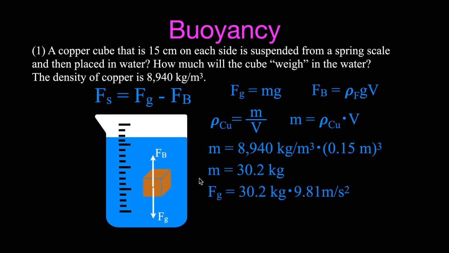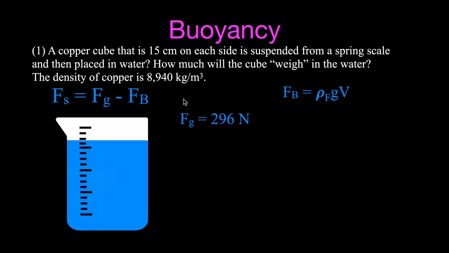And now to get the weight, it is 30.2 times 9.81 from this equation right here, and that gives us that the cube weighs 296 newtons. So that is the weight, that's this value we need. Now we need the buoyant force.